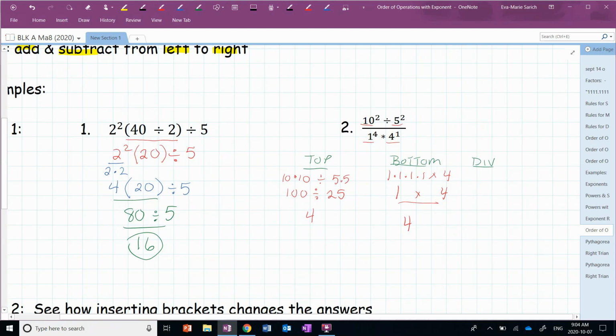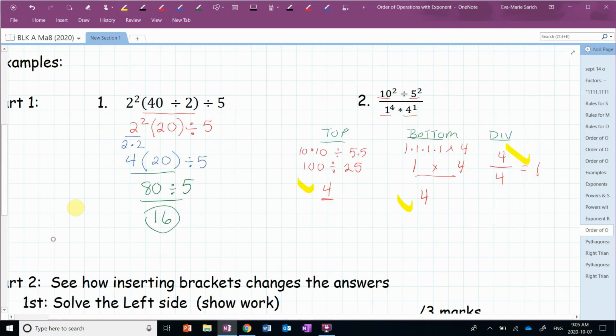Now we need to divide. We take the top number, which is 4, and we divide it by the bottom number, which is 4. And 4 divided by 4 equals 1. So 1, 2, 3 marks for a question like that.